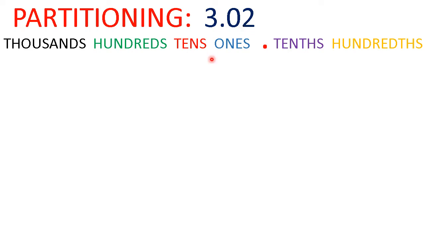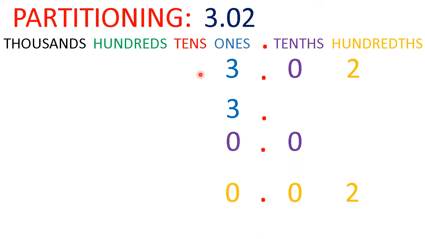3.02. Here we have another decimal number, and in this case there is also a placeholder. The placeholder is in the tenths. 3.02 has 3 in the ones, the placeholder in the tenths and the 2 in the hundredths. The value of the 3 is 3, the value of the tenths is 0, and the value of the hundredths is 0.02. 3 plus 0.02 is 3.02.